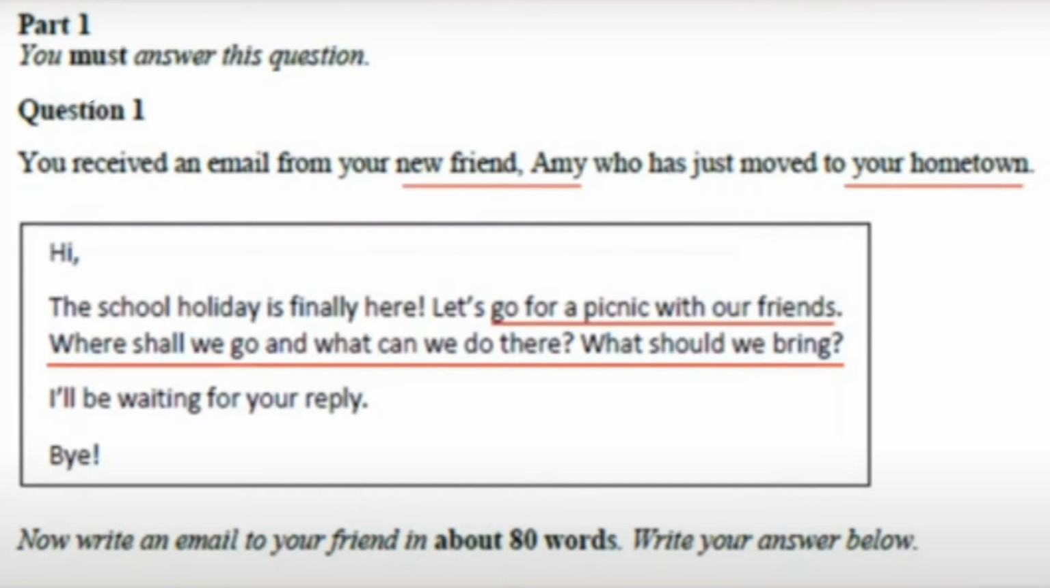Question 1. You received an email from your new friend, Amy, who has just moved to your hometown. Hi! The school holiday is finally here. Let's go for a picnic with our friends. Where shall we go and what can we do there? What should we bring? I'll be waiting for your reply. Bye! Now, write an email to your friend in about 80 words. Write your answer below.